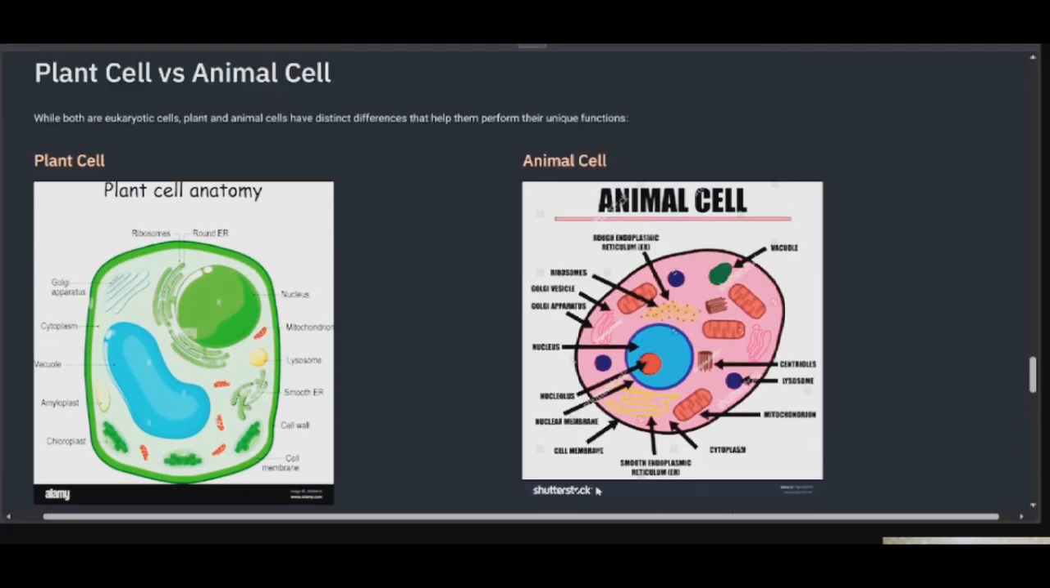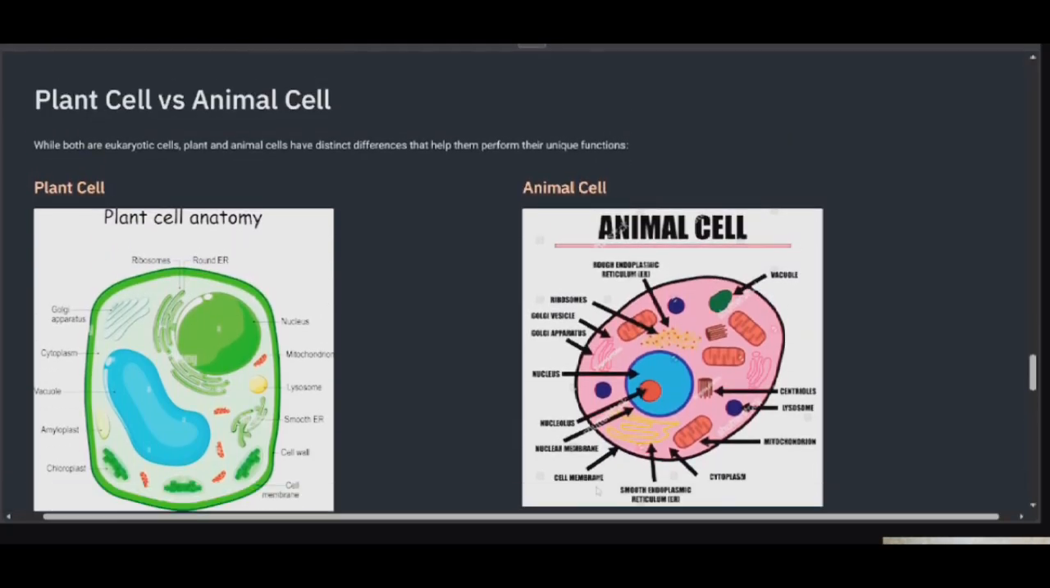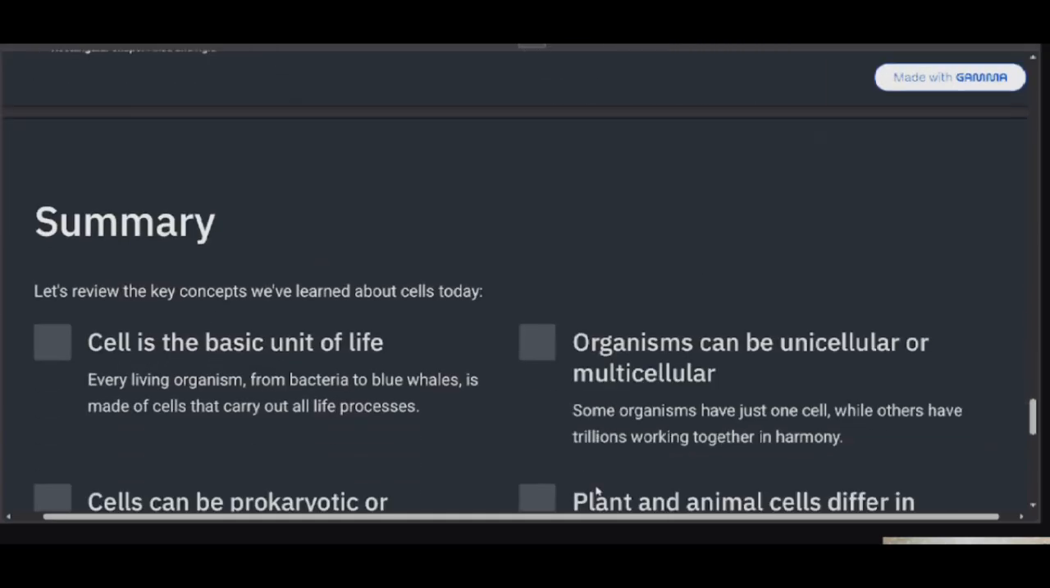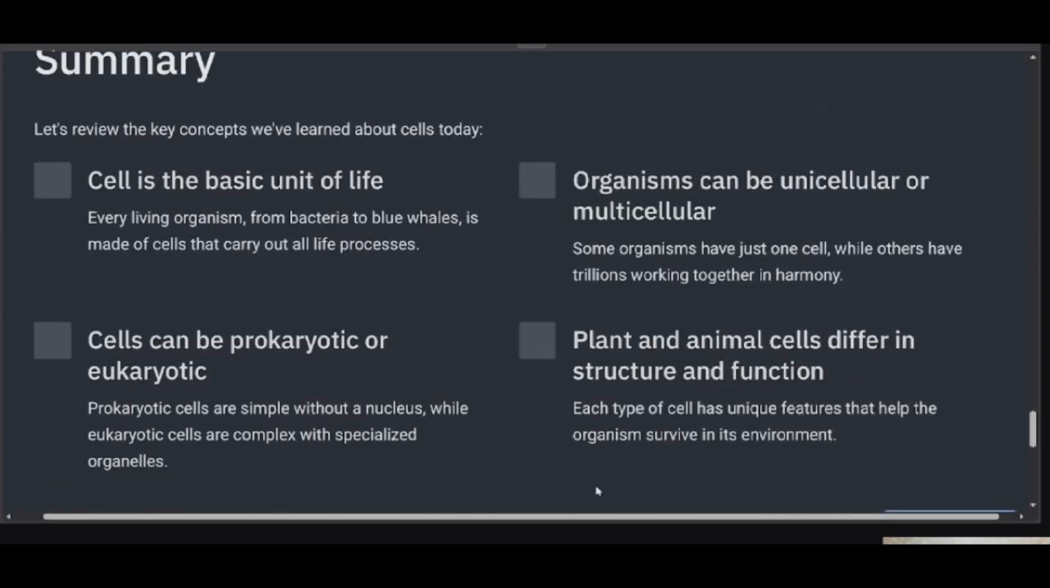We have done plant and animal cells also. Okay. The summary of this whole lecture: let's review the key concepts we have learned about cells today. Cell is the basic unit of life. Every living organism, from bacteria to blue whales, is made of cells that carry out all life processes. Organisms can be unicellular or multicellular. Some organisms have just one cell, while others have trillions working together in harmony, as we discussed earlier.